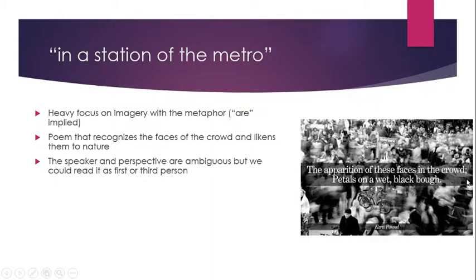There's sort of an implied "are," right? The apparition of these faces in the crowd are petals on a wet black bough. But he gets rid of even the "are," because the "are" is too much. Since it's implied, since we can understand, the "are" becomes unnecessary. So the poem recognizes the faces of the crowd and likens them to this sort of natural imagery. And we don't know who the speaker is, or from what perspective the poem is being spoken.